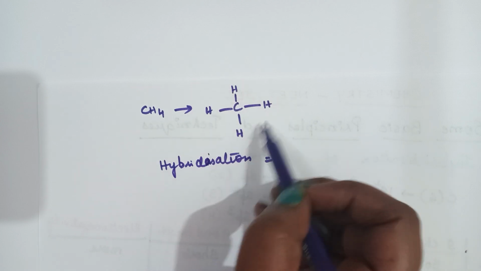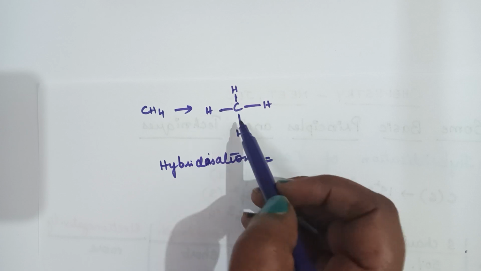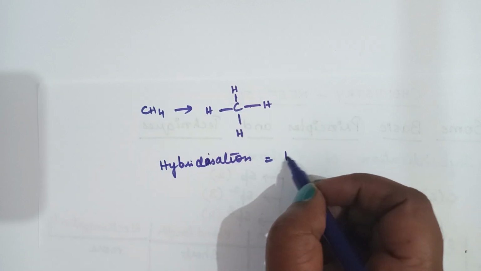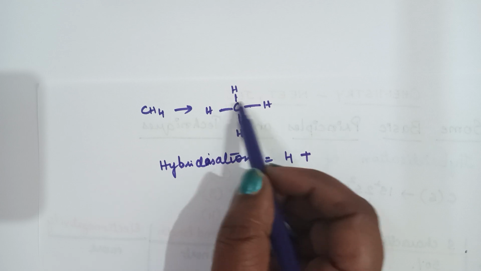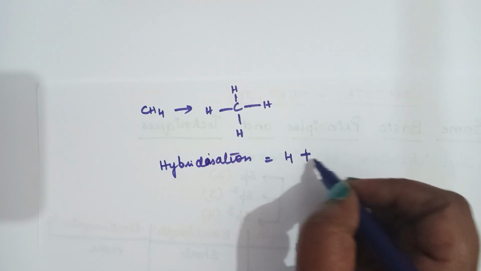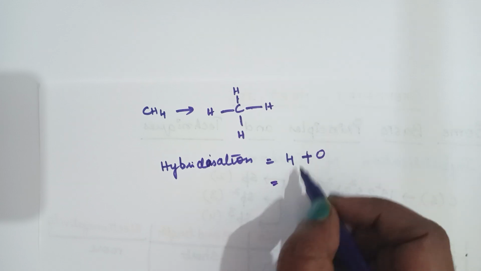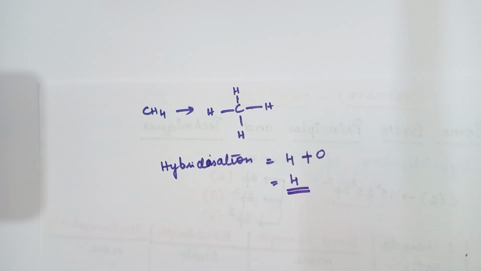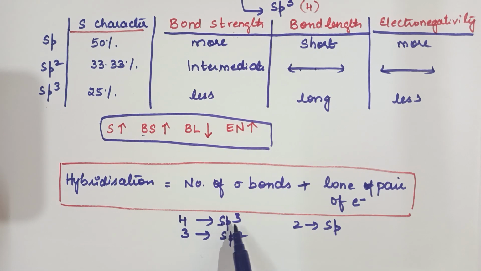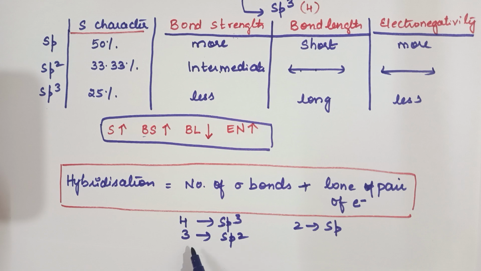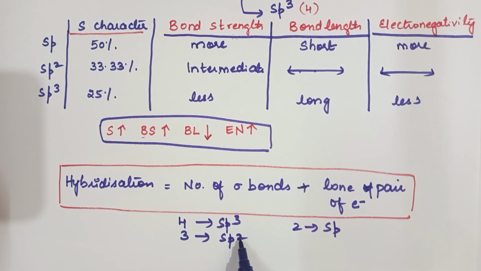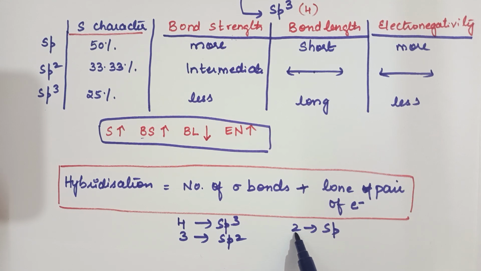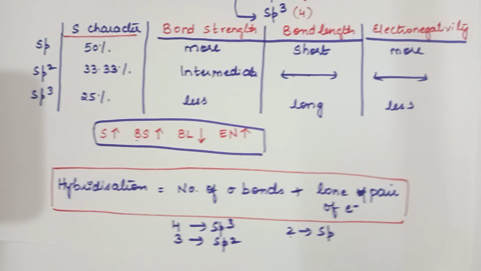How many sigma bonds are present here? 1, 2, 3, 4. So there are 4 sigma bonds plus lone pair of electrons. Students, carbon will not have a lone pair of electrons, therefore you will write it as 0. So 4 plus 0 is 4. If you get 4 as the answer, it will be sp3 hybridization. Same way, if you get 3 as the answer, it will be sp2 hybridization. Similarly, if you get 2 as the answer, it will be sp hybridization.